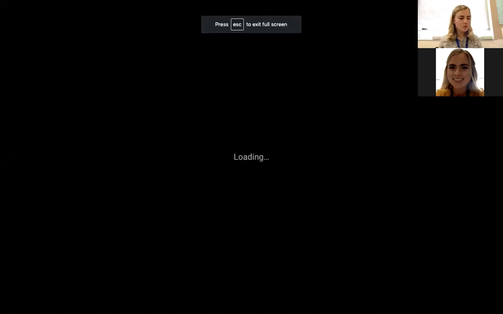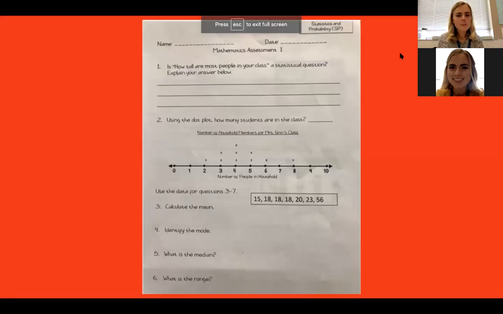Okay, so the first question says, is "How tall are most people in your class?" a statistical question? Explain your answer below. So I would say, yes, that is a statistical question. A statistical question is when you get variability in your answers, or more than one answer. So each person will be a different height. So yes, that would be a statistical question. And you can explain that.